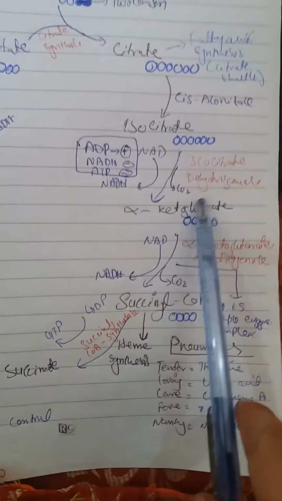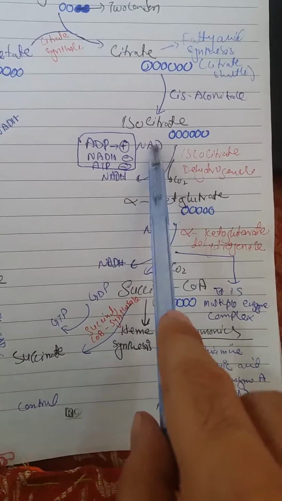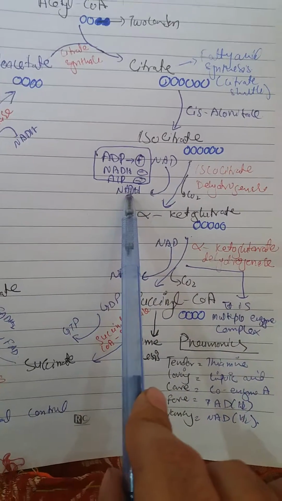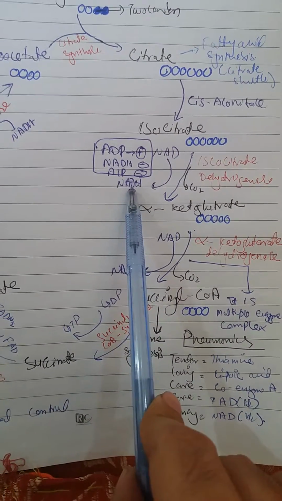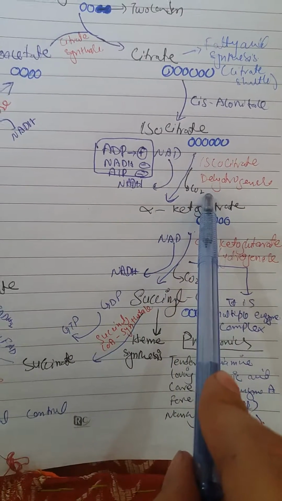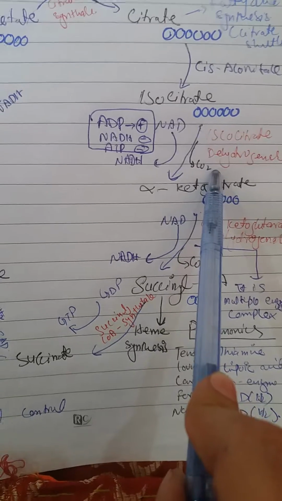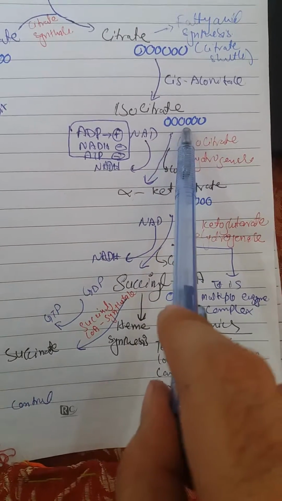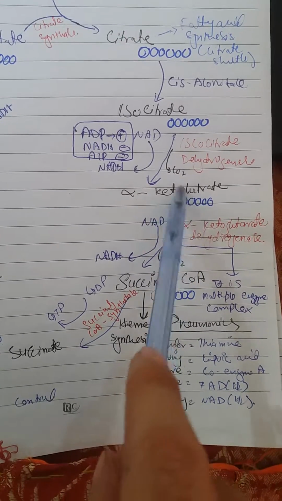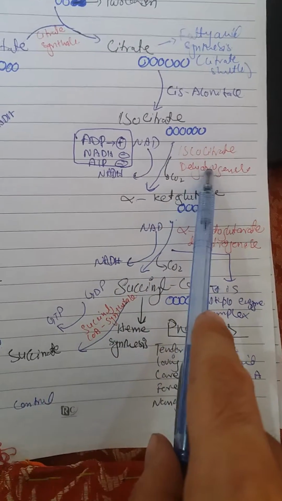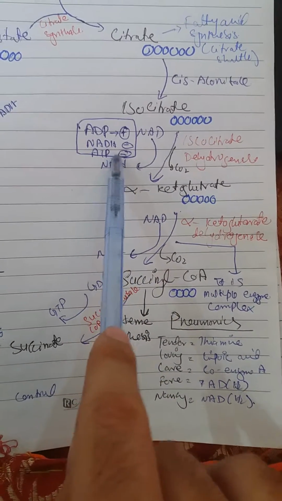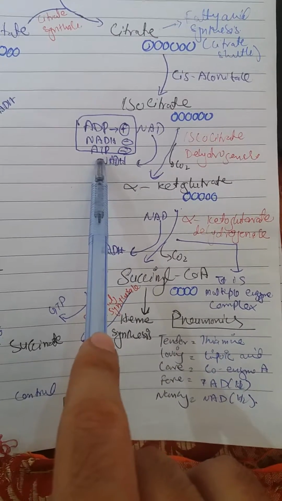Isocitrate dehydrogenase, as the name suggests, converts NAD into NADH, and 1 carbon is also removed, so a decarboxylation reaction also occurs here. So the 6 carbon unit is converted into a 5 carbon unit. This enzyme is activated by ADP and inhibited by NADH and ATP.